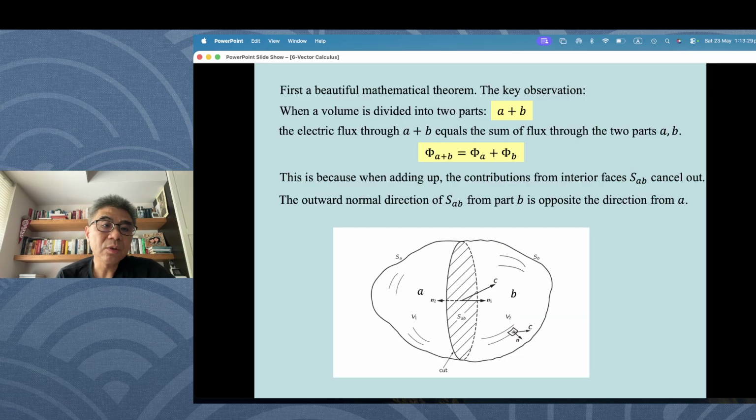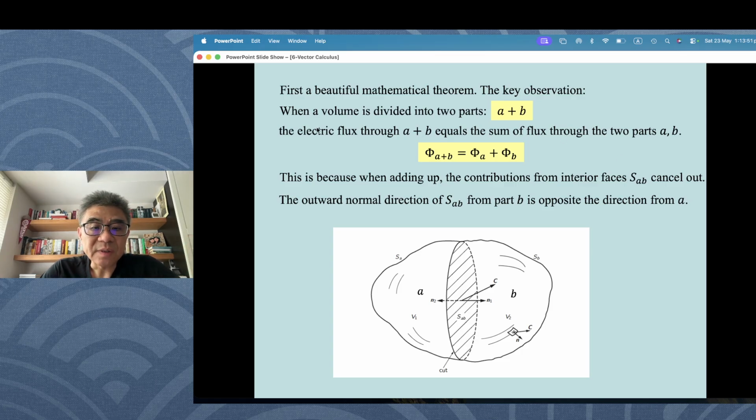So first, we will prove a very, very beautiful mathematical theorem. This is a mathematical theorem we will apply to the case of the electric field. However, it is not just for the electric field. You have to remember, it's a mathematical theorem for any flux.